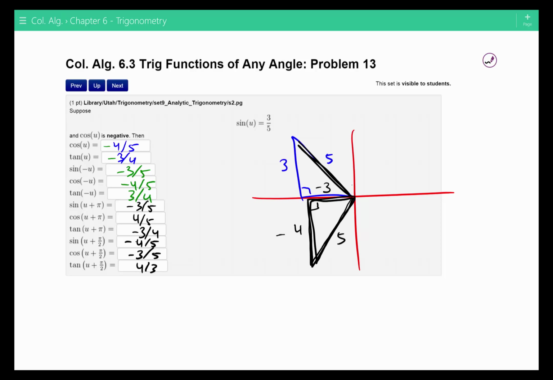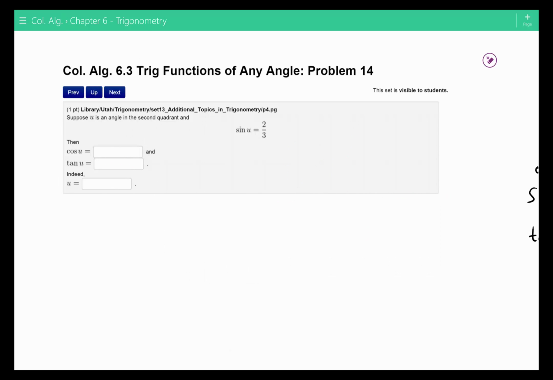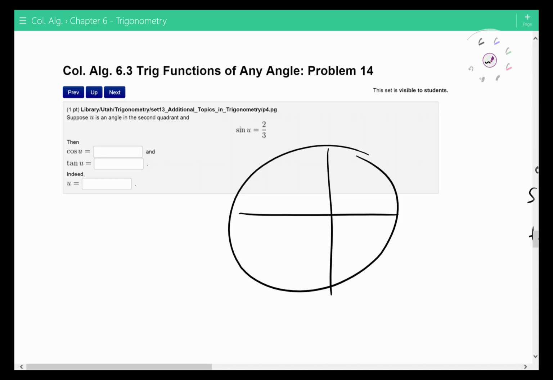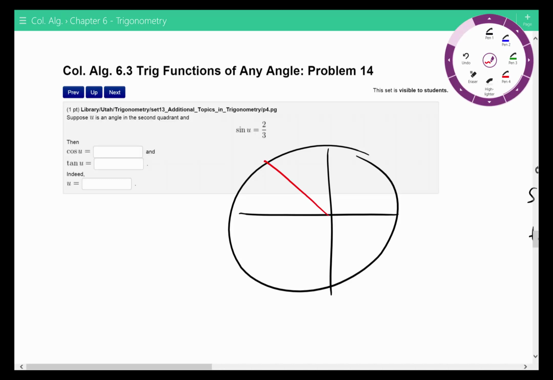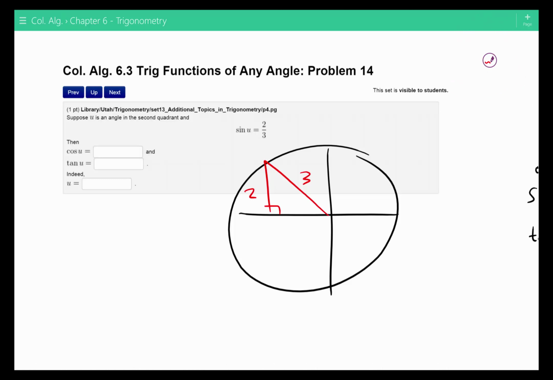Okay, the next problem says angles in the second quadrant. So we're going to draw a reference triangle in the second quadrant, and it gives us the sine. Sine is opposite over hypotenuse, so if I set up the Pythagorean theorem, I end up with 9 minus 4 square rooted, which is the square root of 5 here. And the cosine of this angle then would be adjacent. I want to make sure that's negative, because I'm going back, square root of 5 over 3. And then tangent's opposite over adjacent, so that'd be negative 2 over the square root of 5.